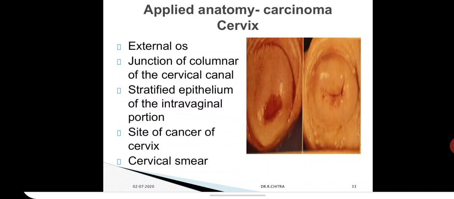Carcinoma of the cervix is common in multiparous females. The site is mainly the external os. Why? Because this is the junction of the columnar epithelium of the cervix and the stratified epithelium of the intravaginal part of the cervix. Usually wherever there is an epithelial junction, that's the commonest site for carcinoma. To confirm it, you have to take a cervical smear.